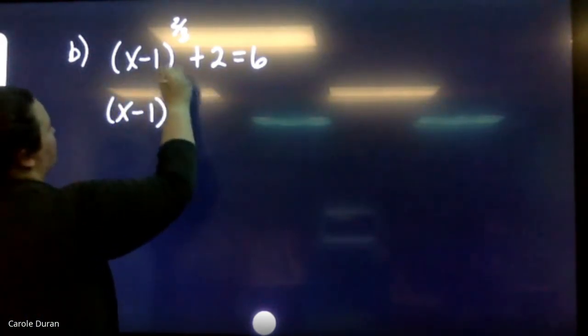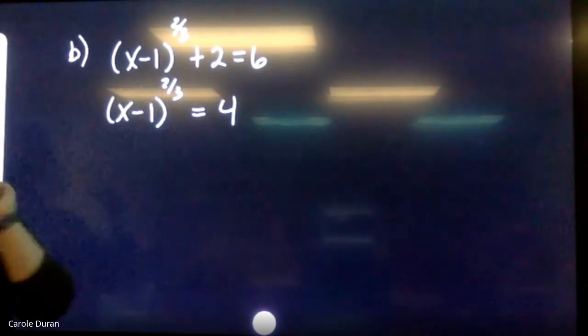And when I do, I get that the quantity x minus 1 to the 2/3 power is equal to 4. Are we all okay there? Next step says to undo the radical, which means I need to multiply by whatever it takes to cancel my radical out. This is a little bit different because I have a fractional exponent, but the idea is still the same. I need to multiply by whatever I can to make that fraction go to 1.